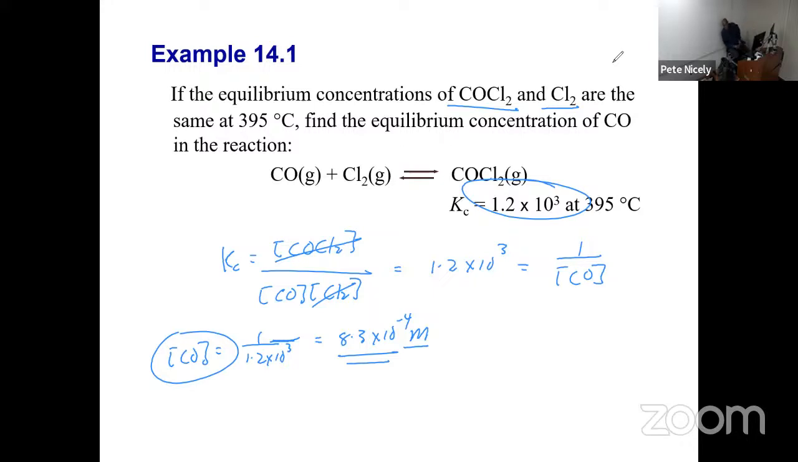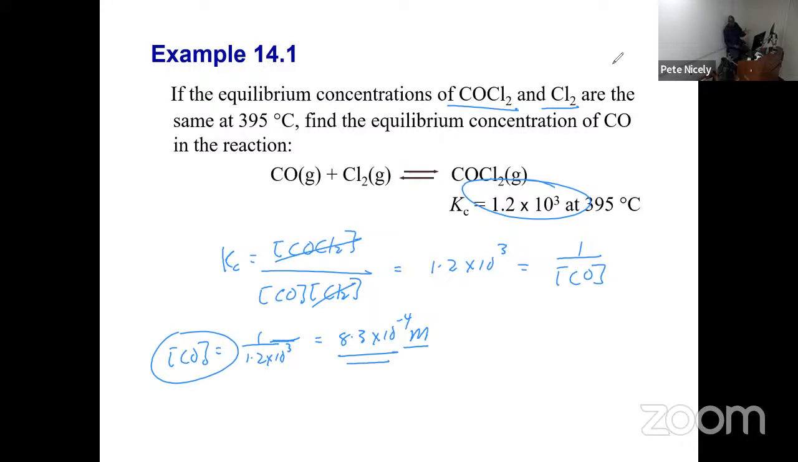Oh, yes, sir. Why aren't the concentrations of CO and Cl2 going to be the same? Well, that's what the question says. The question just stipulated that they'll be the same. They don't have to be the same. The two reactants in that equation, why aren't they going to be the same? Don't they have the same amount of moles?